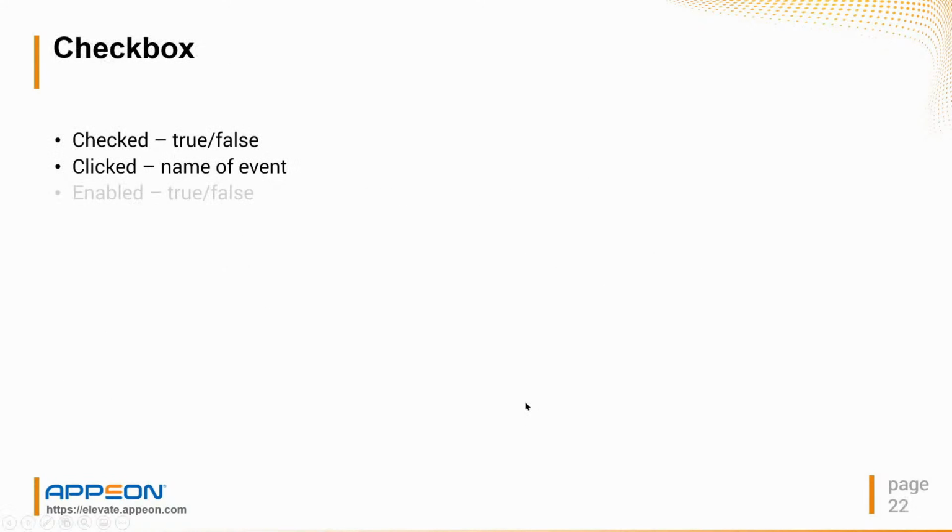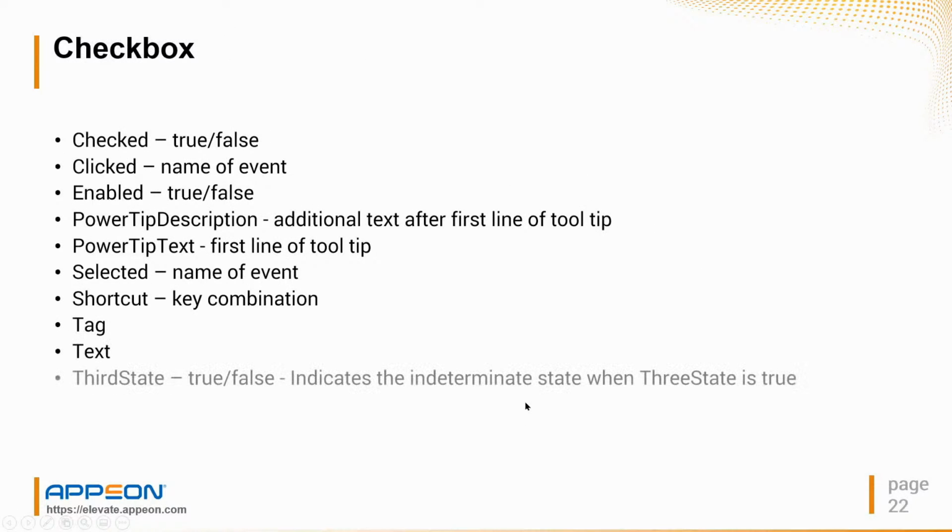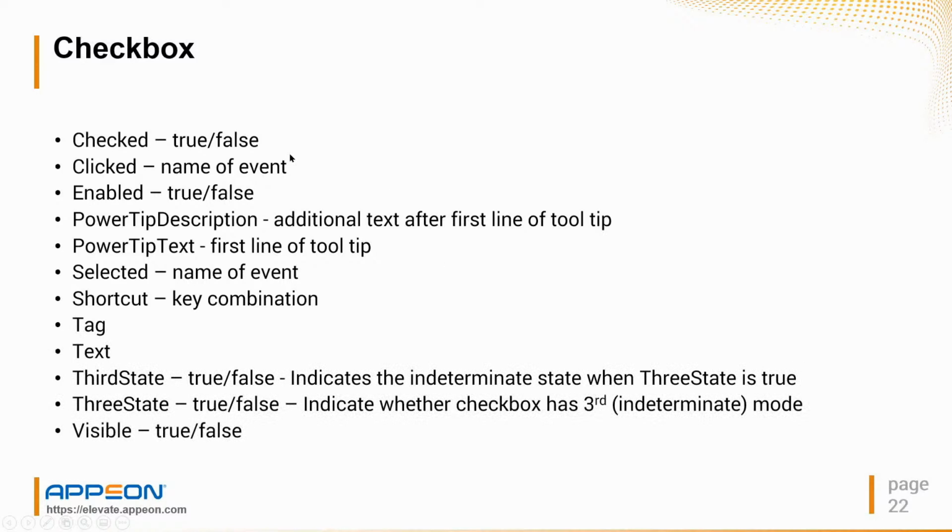Let's talk about the checkbox. So many of these, once again, are no surprise. Enabled true false, visible true false, selected and clicked events, shortcut, tag, text, all standard stuff. This is the case where checked actually means checked. So yeah, if you want to set the checkbox to checked, you set it true. You don't want to check, set it to false.